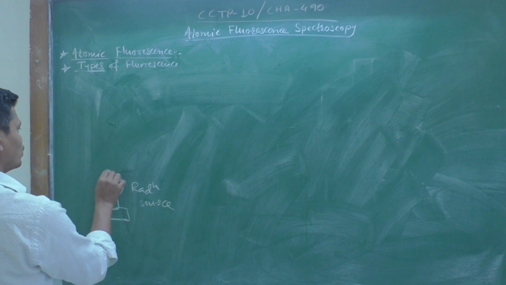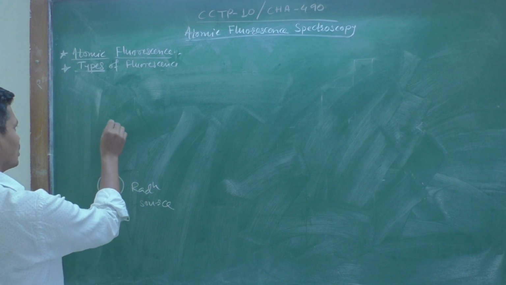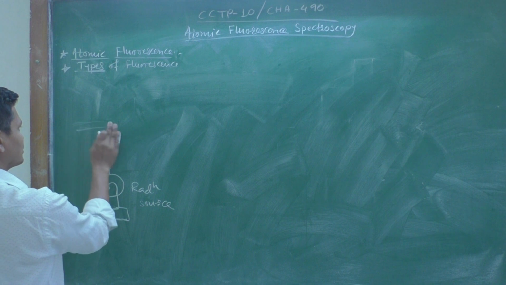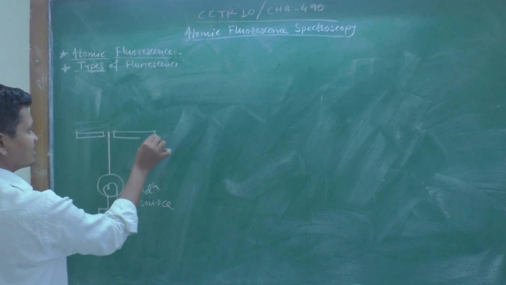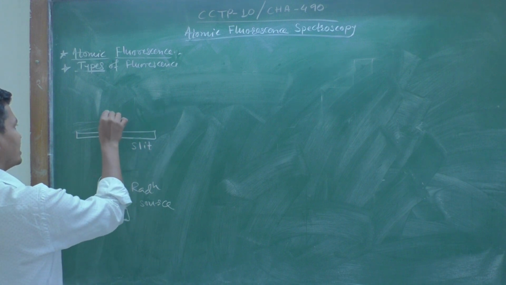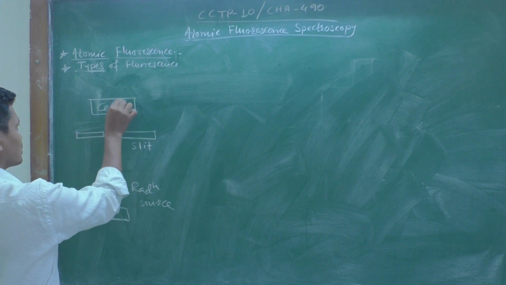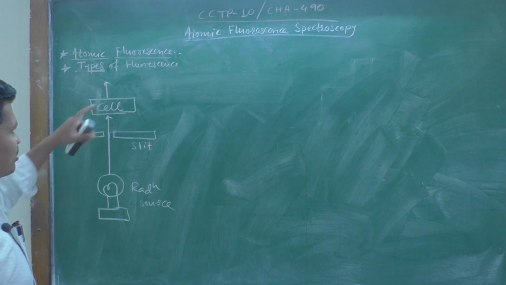Okay, so the light or radiation is coming out of this radiation source. This is known as the entrance slit, from which the light is entering. Again, the light is focused on the sample cell.